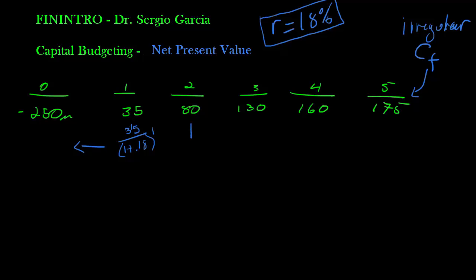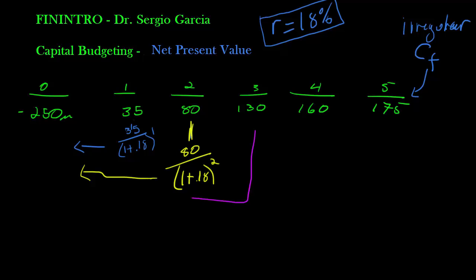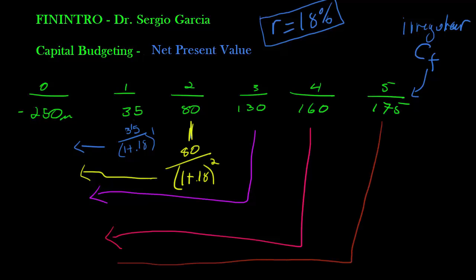Same thing with the 80. Let's do a different color. I'm going to take the 80, and it's going to be 80 over 1 plus 0.18. But I'm discounting it back 2 periods, right? 1, 2 periods. And so that's going to be 1.18 squared. And I'm going to discount it back to here. And then the 130, same thing. I'm going to discount it back to time period 0. And the 160 gets discounted back. None of this should be a real surprise here. And the 5th one also gets discounted back.